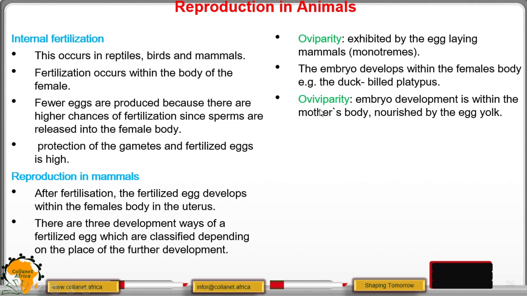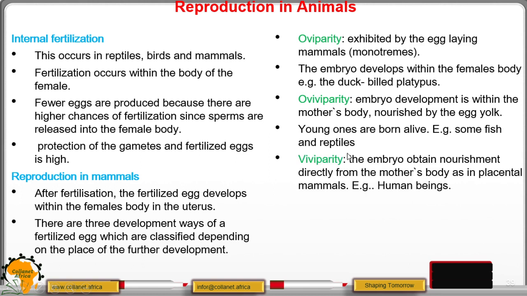We also have ovoviviparity. Here, the embryo development is within the mother's body and is nourished by the egg yolk. So the embryo is going to obtain nutrients from the egg yolk. The young ones are born alive, for example, some fish and some reptiles.